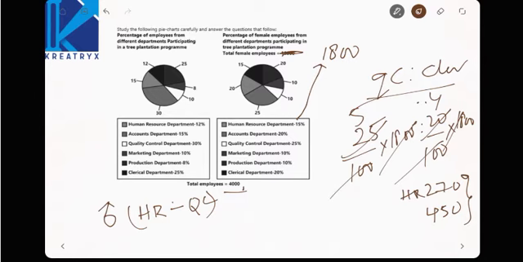Now in HR department 12% employees are working in the plantation program. Out of 4000, 12% means how much? Can you get this? 10% value is 400, 1% value is 40. Now 2% value is 80, right? 400 plus 80 will be how much? 480. So totally there are 480 employees in HR department.